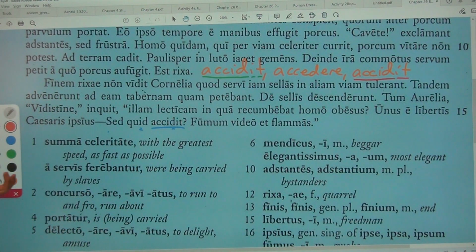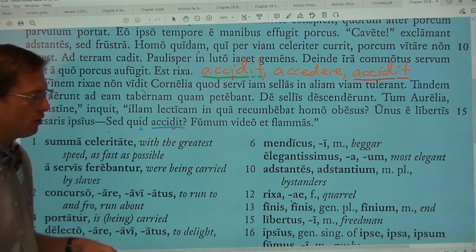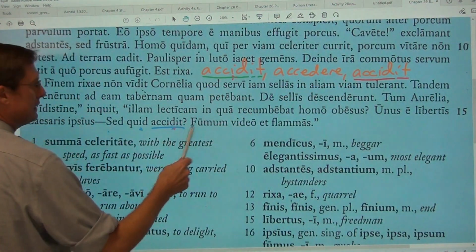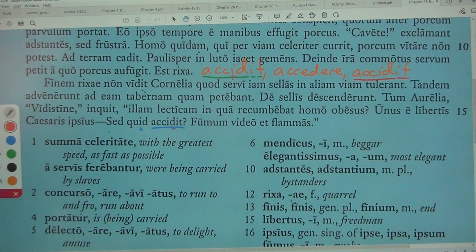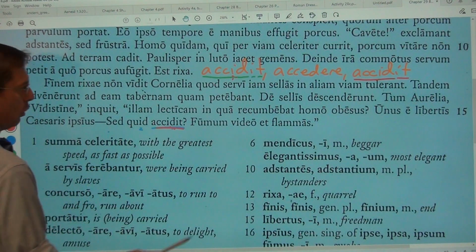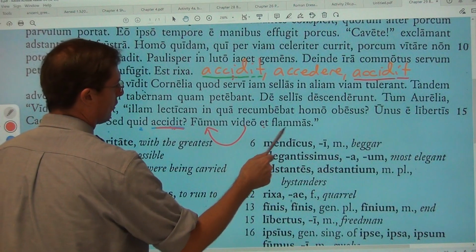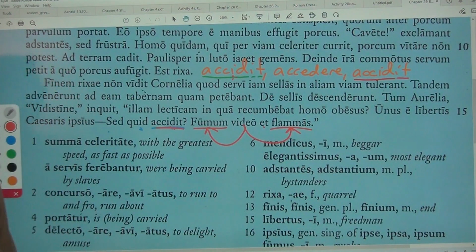And so you have a choice as to whether you can say, but what happens, what is happening, what does happen right now, versus what happened, what did happen, what has happened already, and it's over with. It's your choice, but I think that it would be better in the context to indicate it as perfect. But what happened, what has happened. Fumum video, I see smoke, et flammas, and flames. Fumum and flammas being the accusative direct objects, two of them, of your verb video. And your final word is accidit, A-C-C-I-D-I-T.